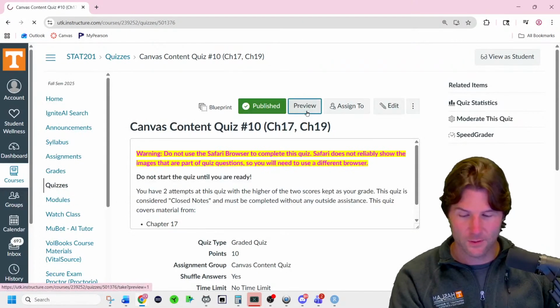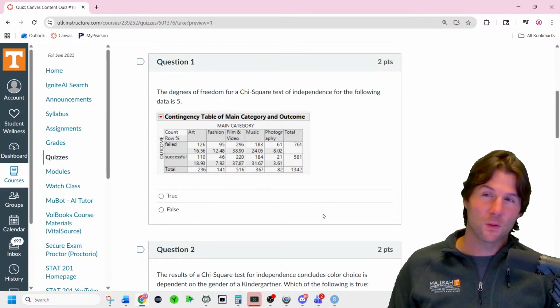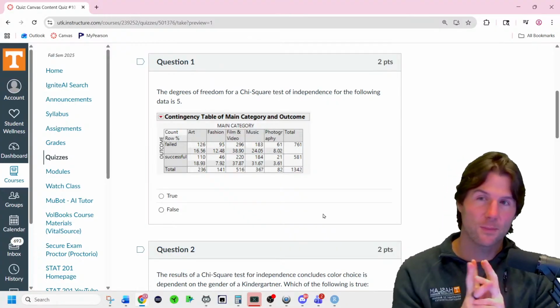Okay, previewing the Canvas content. Chapter 17, Chapter 19. So once again, you want to know how to solve these. You'll see some answers here, but the more important thing is how do we solve this? First question asks about degrees of freedom.